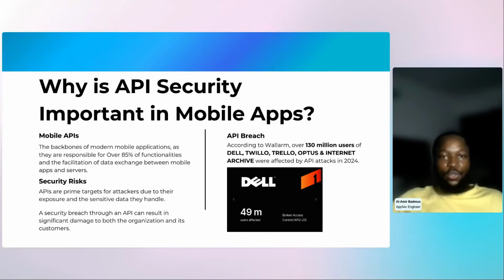So, in 2024, a report was published where they said over 130 million users of Dell, Twilio, Trello, Optus, and Internet Archive were affected by API attacks, from broken authentication to broken object level authorization, broken object property level authorization, and the likes, with Dell's affected customers being 49 million users.